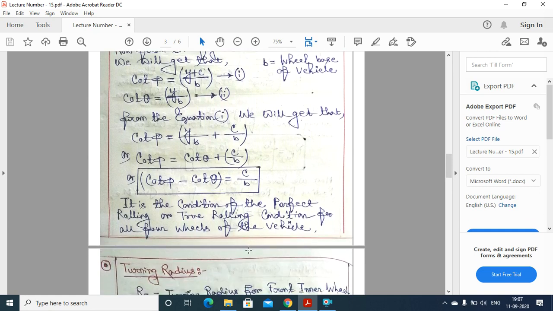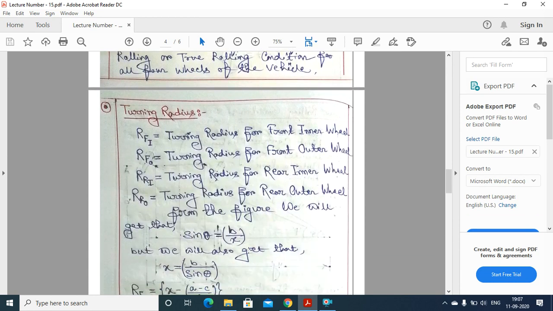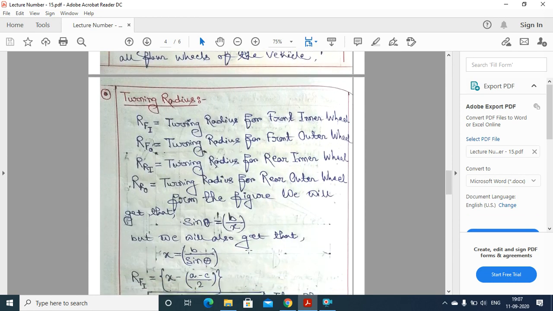Now coming to the turning radius. RFI is the turning radius for the front inner wheel. RFO is the turning radius for the front outer wheel. RRI is the turning radius for the rear inner wheel. RRO is the turning radius for the rear outer wheel.